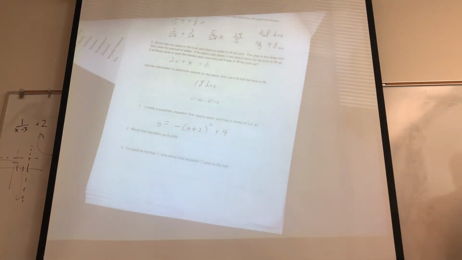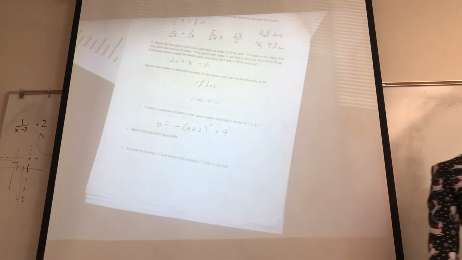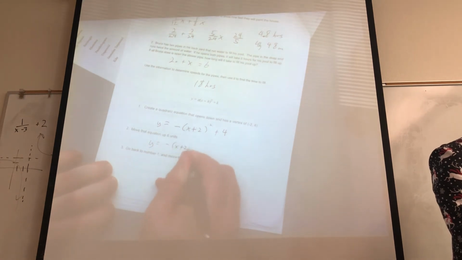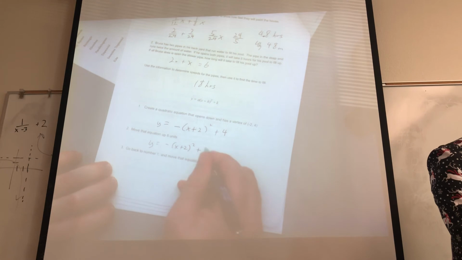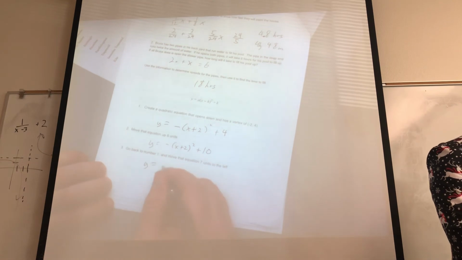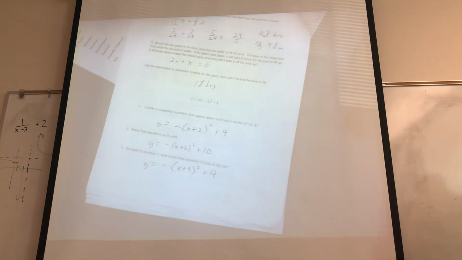Now, the beauty part of this is that you will have access to Desmos during the test. So you could go through and graph the different options and see if it does open facing downward and has that vertex. Move that equation up 6, y equals a negative, x plus 2 squared. I add 6 to this, so that's plus 10. Go back to number 1, move it 7 to the left, that'd be adding 7. So y equals a negative, x plus 9 squared plus 4. Okay, just keep some of that stuff in mind. Look at the graphs, make sure you understand what order they're going in.